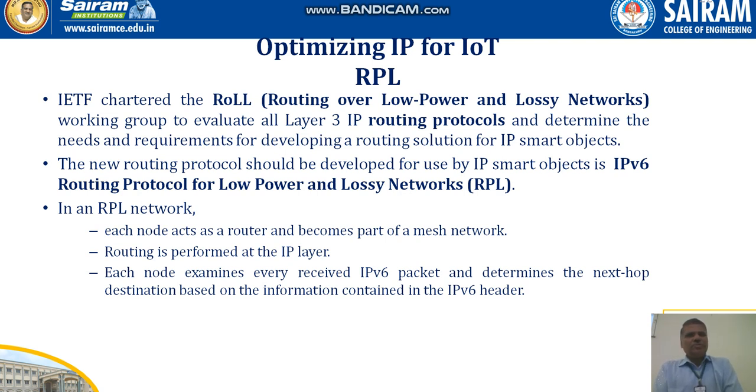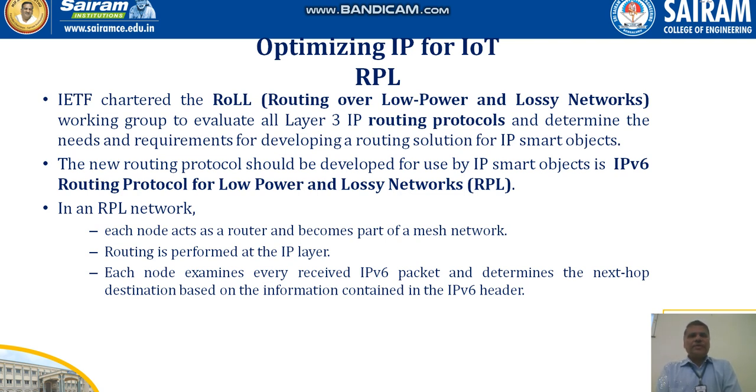The working group is going to evaluate all layer 3 IP routing protocols and determine the requirements for developing a routing solution for IP smart objects. Basically this is used for IoT networks. The new routing protocol developed for use by IP smart objects is for IPv6. In short, they are calling it the routing protocol for low power and lossy networks, RPL.